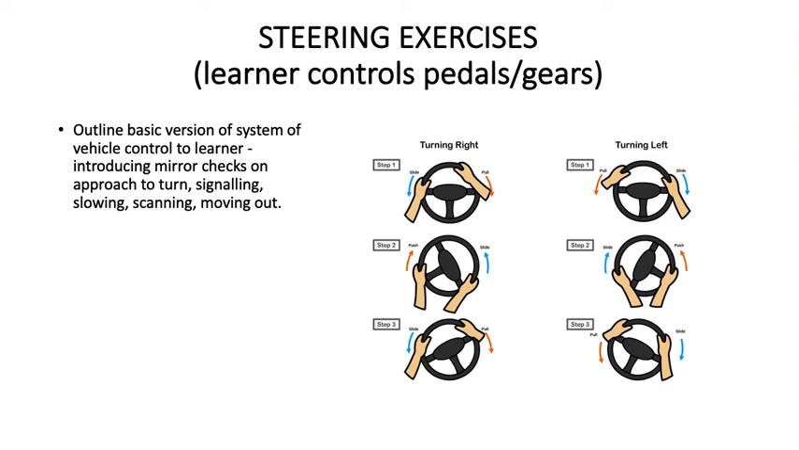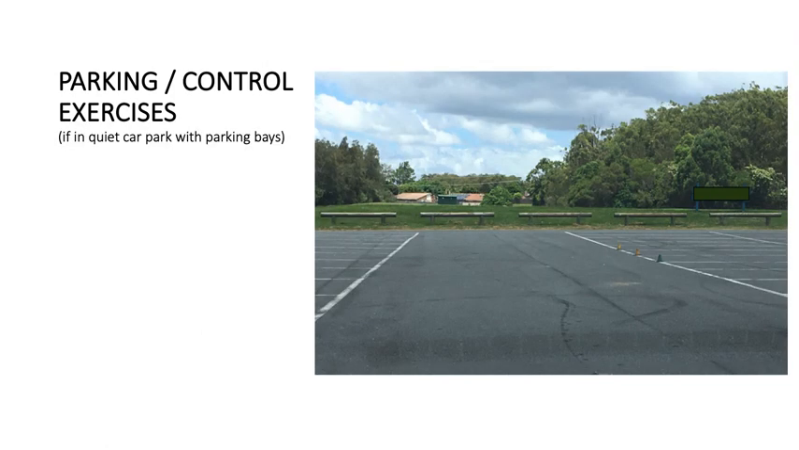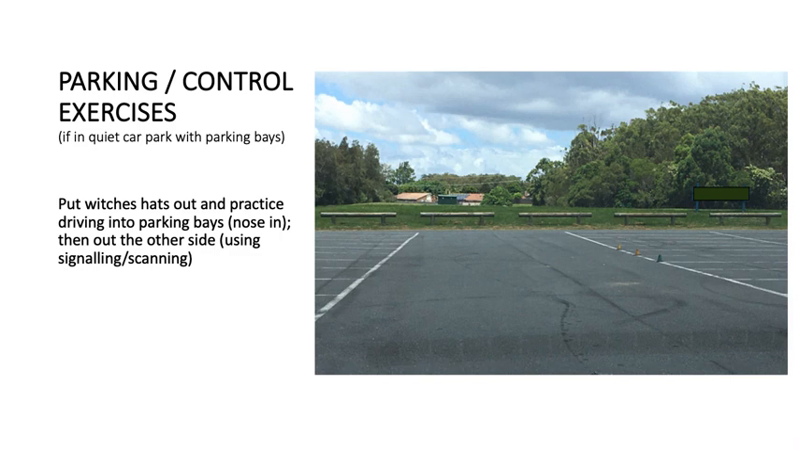Now we've moved on to the student steering and the student doing the pedals as well. Drive around the same circuit to the left and around the circuit to the right, and even do some figure 8 practice. Then if you've got an appropriate area like this one here, you could do some parking control as well. So you practice coming in, parking between witches' hats, and driving out as well, and using those scanning techniques as well. Signaling, looking, and moving off. That really sets them up for moving onto the road.